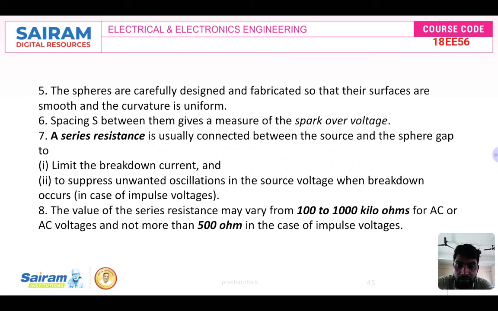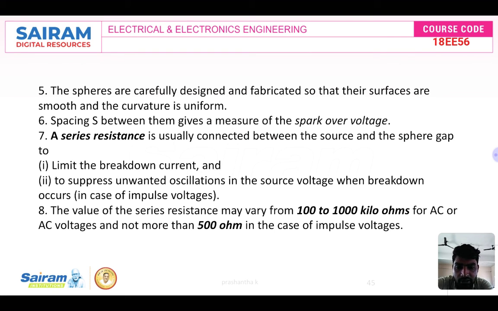Spacing S between them gives the measure of spark-over voltage. A series resistance is usually connected between the source and the spark gap to limit the breakdown current. Everybody knows series resistance, whatever we connect in series with the circuit, is for limiting the breakdown current and to suppress the unwanted oscillation in the source voltage when breakdown occurs in case of impulse voltages.